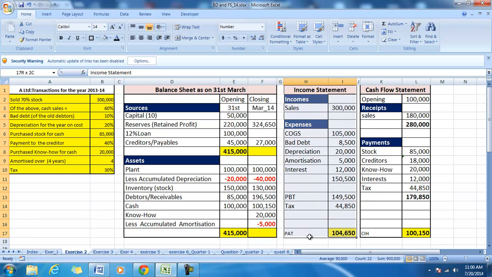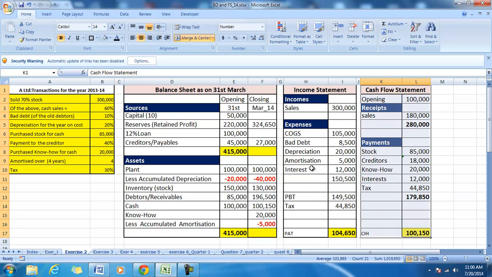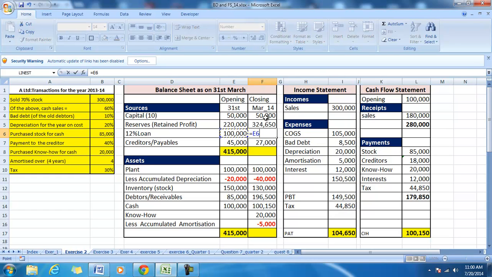So income statement done, cash flow statement done. We'll close the balance sheet at the end of the year. No change in the capital, no change in the loan. So the total sources of the business is 501, and total assets will also be 501. So we can see that the transactions have changed the equity, changed the reserves, and also brought in some more assets, and the business has earned a profit.